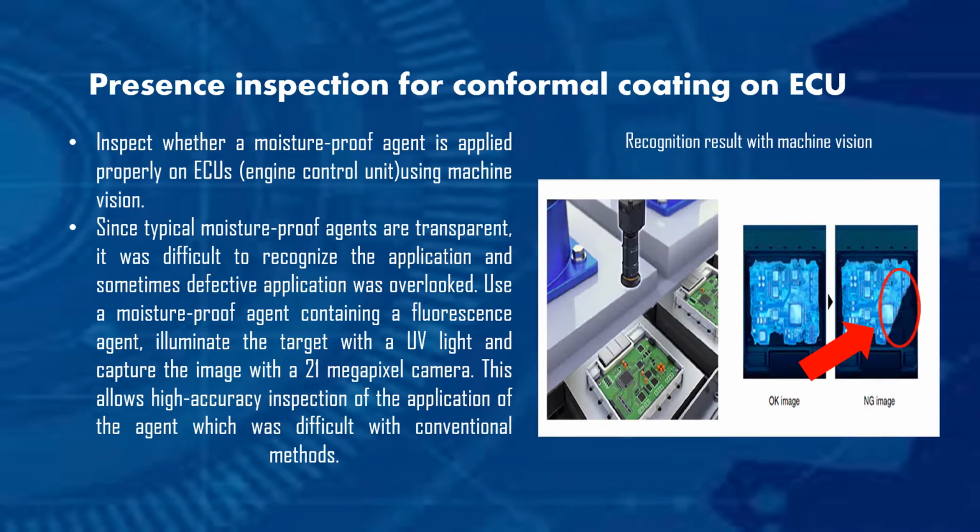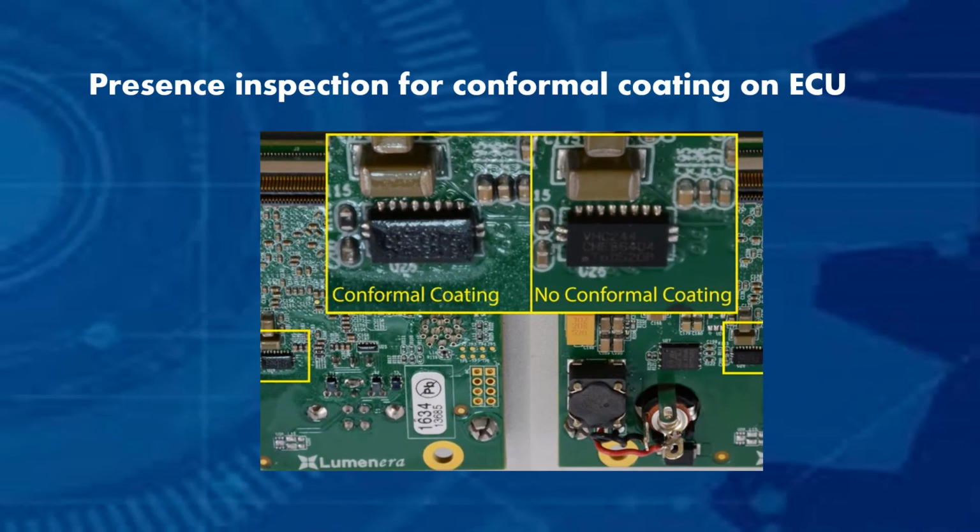So here in the picture, with the help of machine vision, mas madali na nating makikita if the ECU is not fully coated or fully coated. This is what it looks like if the ECU is fully coated and not coated. One of the main problems that our ECU encounters is when it's raining. So with the help of the conformal coating, it helps to prevent the ECU from getting wet.